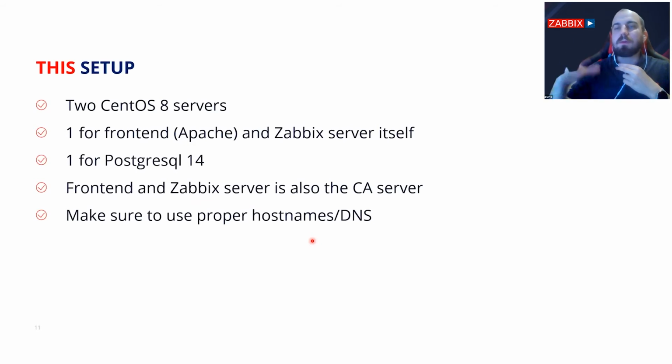So this time, it's not a fresh install. This one assumes that you actually installed Zabbix, you have connected it to the PostgreSQL, but you use non-encrypted connections and you want to change it. So what do you need to do to actually change it?